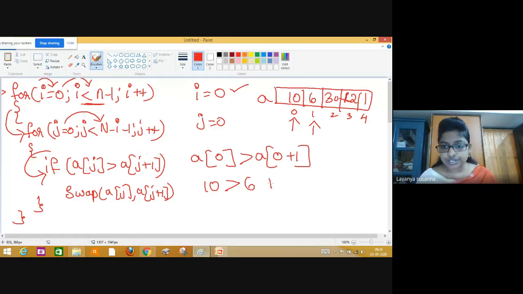True. When this condition is true, control goes to the statement inside the if. What is the statement inside it? Swap. Now the elements are swapped. 6 comes to the 0th index, and 10 goes to the first index. I hope you understood.